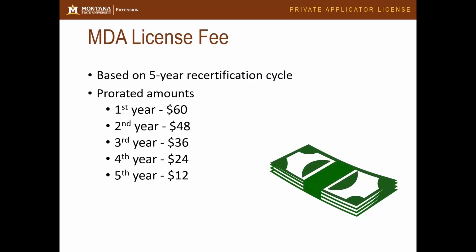The Montana Private Applicator License Fee is based on a 5-year recertification cycle and is $12 per year. Depending on when you are certified within the cycle, you will only need to pay part of the license as listed. If you certify in the first year of the cycle, you will need to pay $60, $12 for each of the 5 years. If you enter at the 3rd year, you will need to pay $36, and the 5th year would be $12.